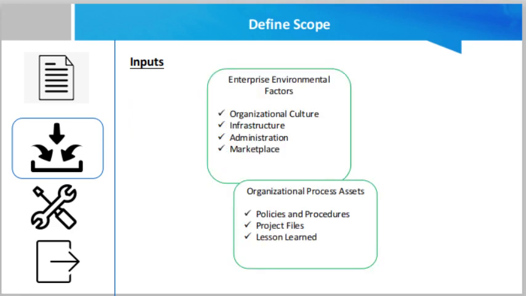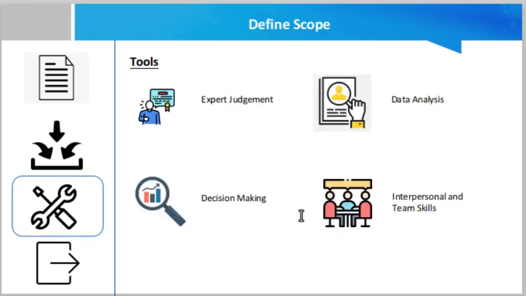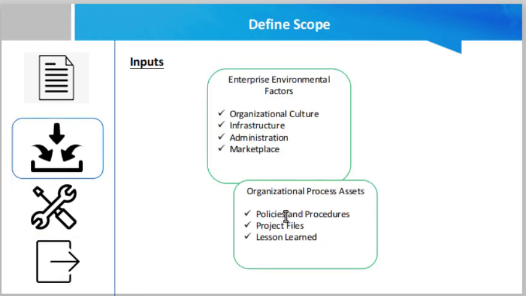Then enterprise environmental factors. Basically, the factors which can influence the Define Scope process include organizational culture, infrastructure, personnel administration and marketplace conditions. Organizational process assets include the policies, procedures and templates, project files from previous projects, and lessons learned from previous phases and projects.